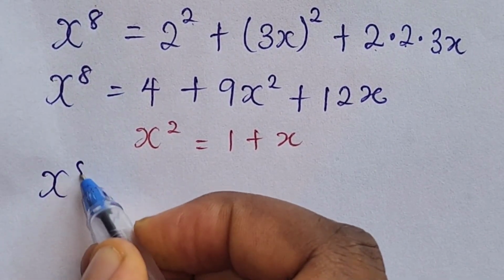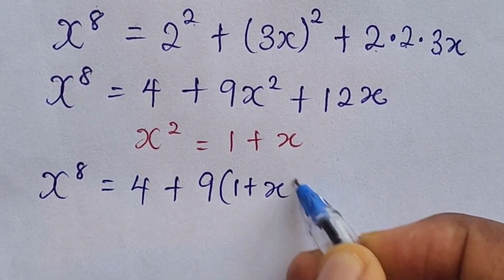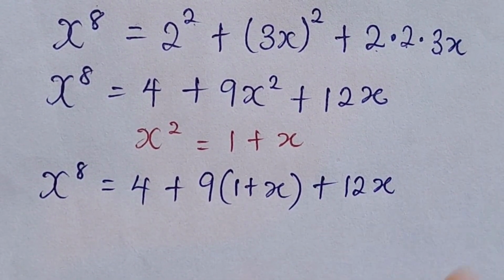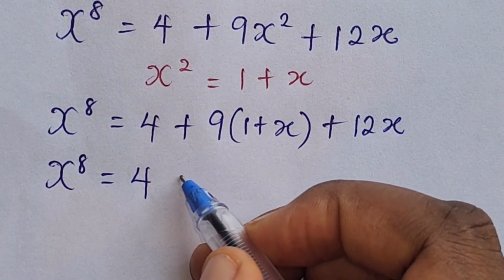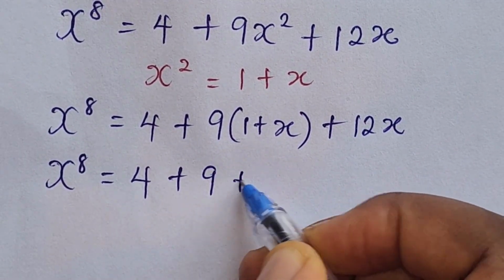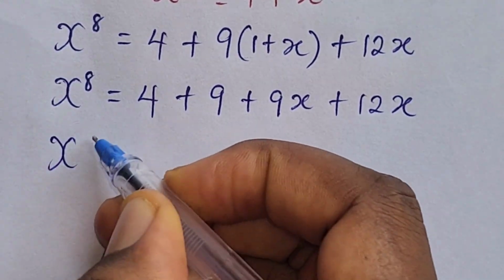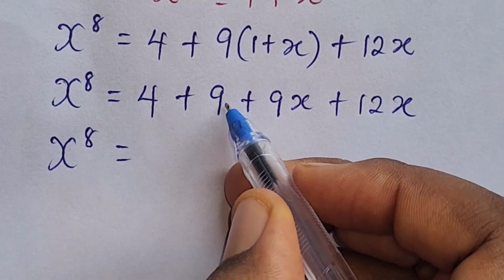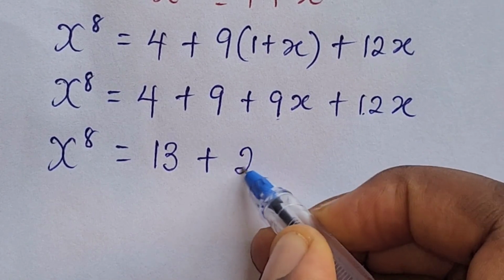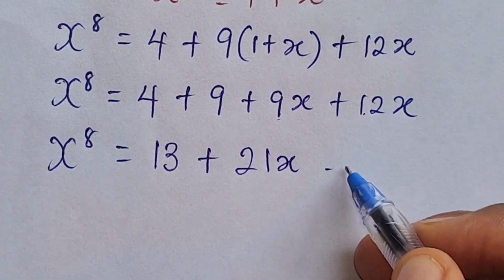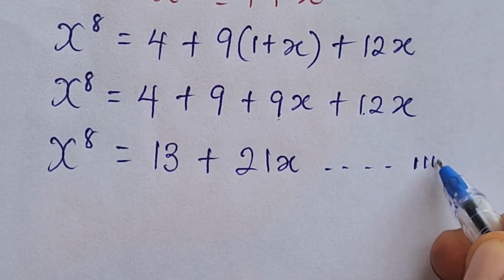So we have x to the power of 8 to be equal to 4 plus 9 times (1 plus x) plus 12x. Our x to the power of 8 is equal to 4, plus opening this bracket, we have 9 plus 9x plus 12x. So we have x to the power of 8 to be equal to 4 plus 9, we have 13. We have 9 plus 12, which is 21x. So this is equation 3, our x to the power of 8.